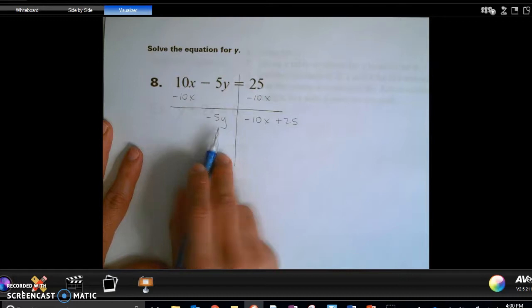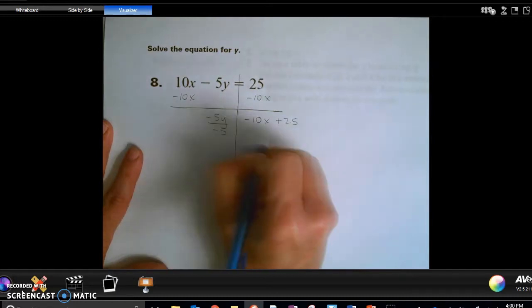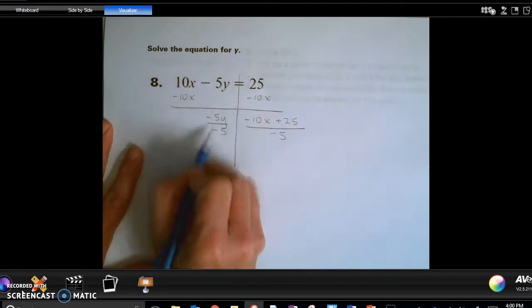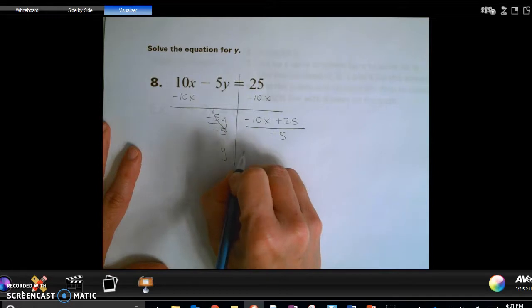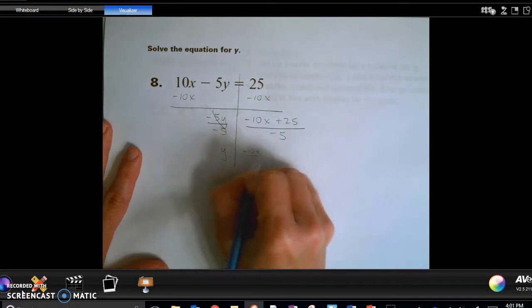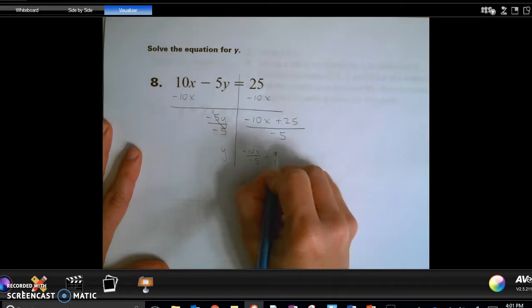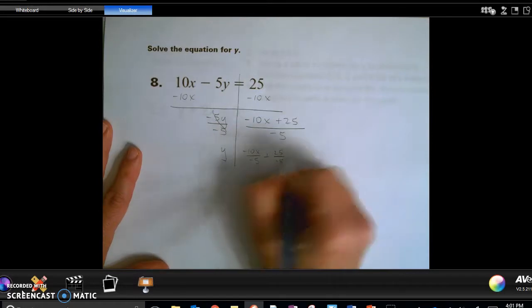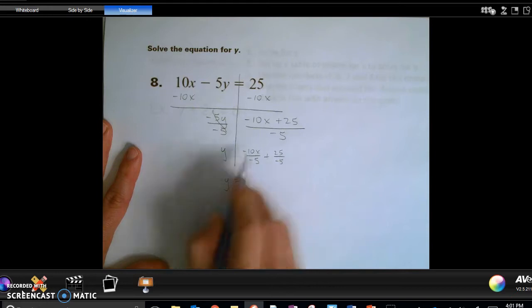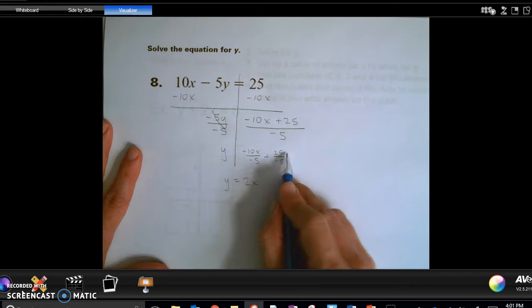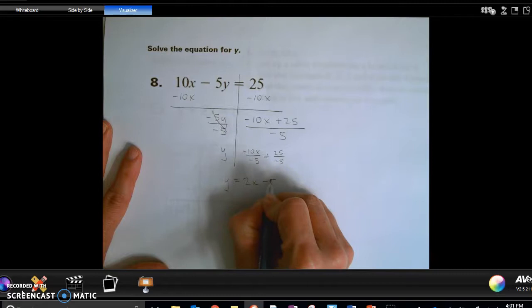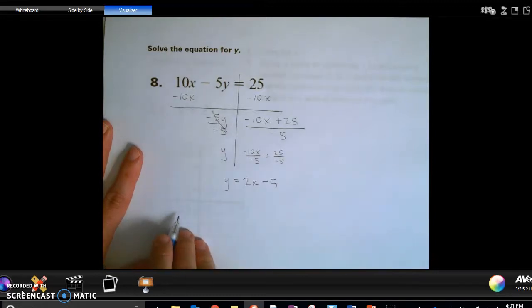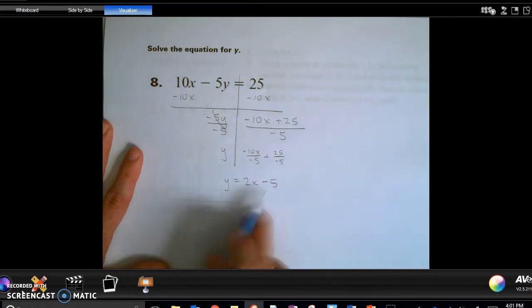Now to get y by itself, I'm going to undo the multiplication by using division. So I'll divide both sides by -5, which leaves me with y equals -10x divided by -5 plus 25 divided by -5. As I simplify this, a -10 divided by -5 is +2, and a 25 divided by -5 is -5. So when I solve the equation for y, I get y equals 2x minus 5.